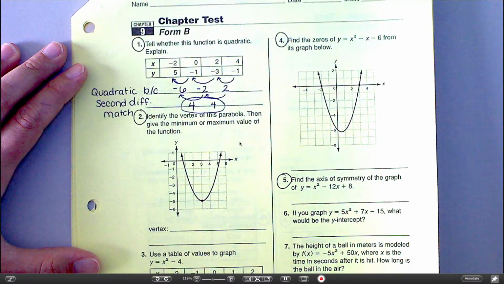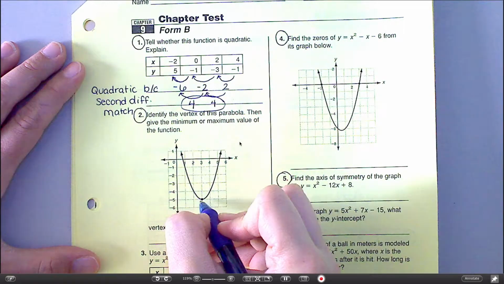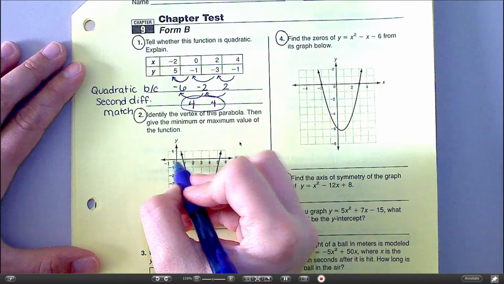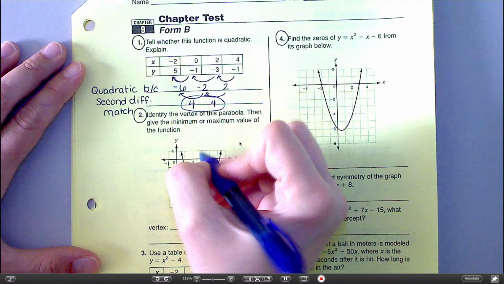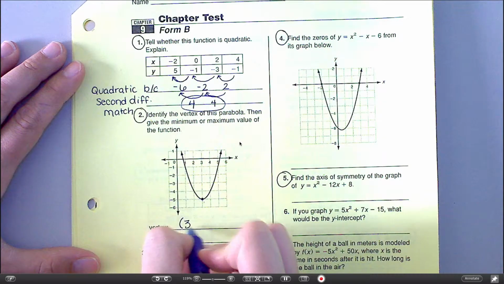Okay, vertex of the parabola. Where is it? Okay, but we need a coordinate. 3 and negative 5. Okay, so 3 to the right and then 5 down. So the vertex is 3, negative 5.